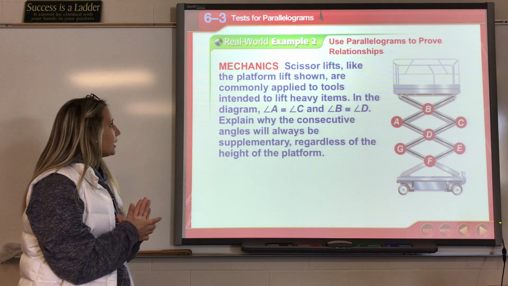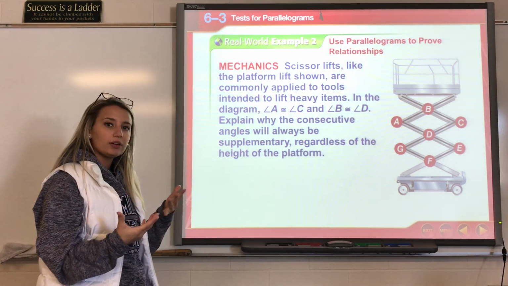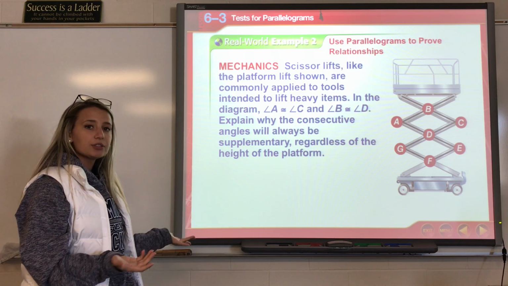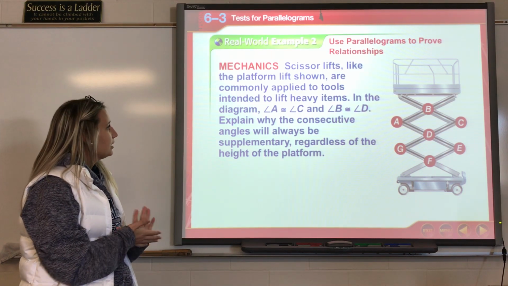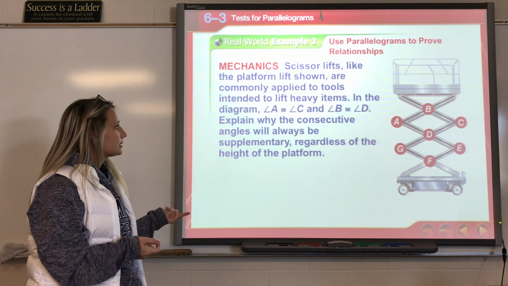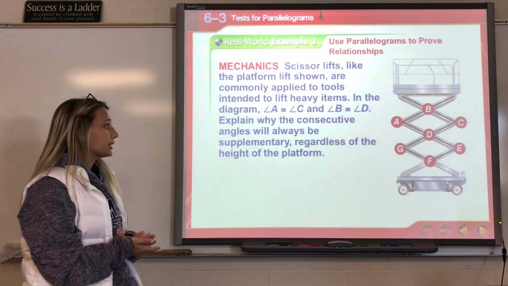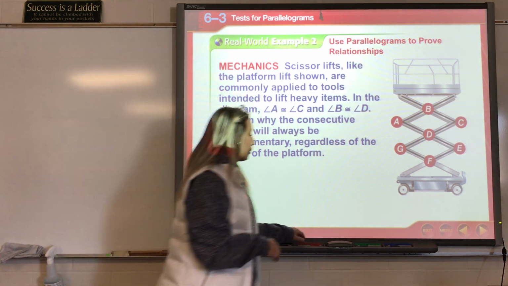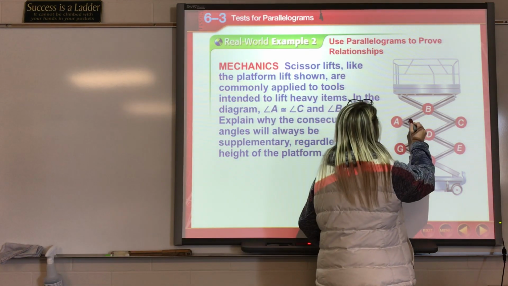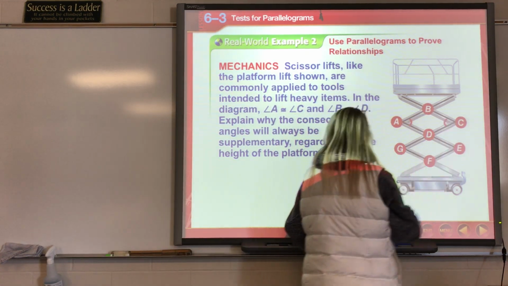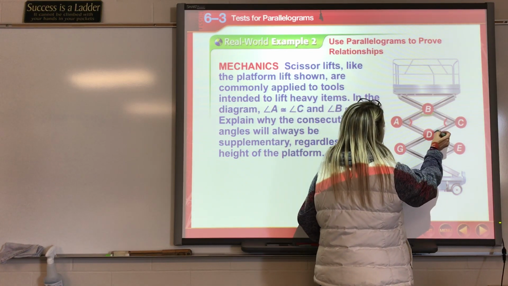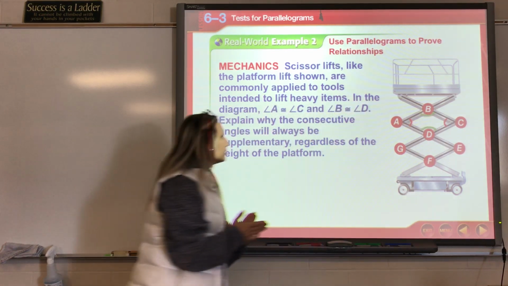Okay, so next example, we kind of have some real-world situations again. So this is a scissor lift. It's used for lifting heavy items. It says in the diagram, angle A is congruent to angle C, and angle B is congruent to angle D. So I'm just going to go in and mark those in. I'm going to use some different colors. So I have A and C, and then B and D. Hopefully you guys can see that.